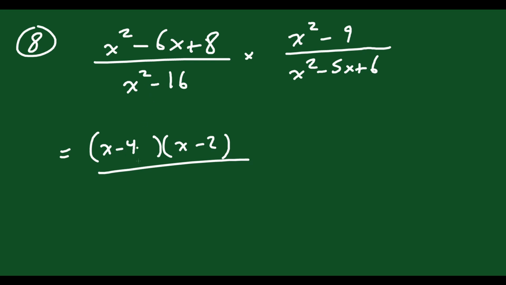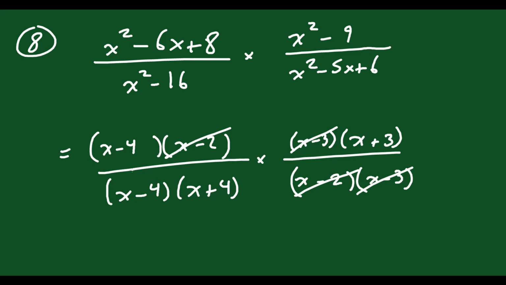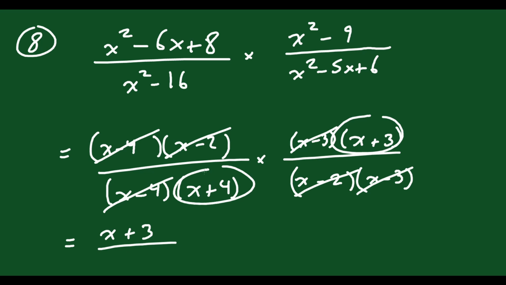Just below that, difference of squares, we have x minus 4, x plus 4. Over here, difference of squares on top, x minus 3, x plus 3. And on the bottom, another simple trinomial, what multiplies to 6 and adds to negative 5, x minus 2, x minus 3. Now we have some fun, we start canceling things out. X minus 2, x minus 2, x minus 3, x minus 3, x minus 4, x minus 4. And all you're left with is x plus 3 on top, divided by this x plus 4 right here.